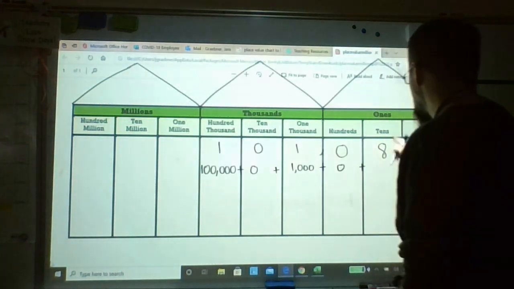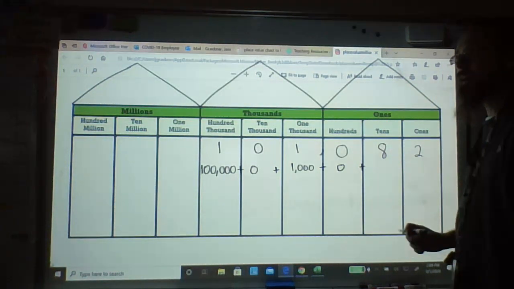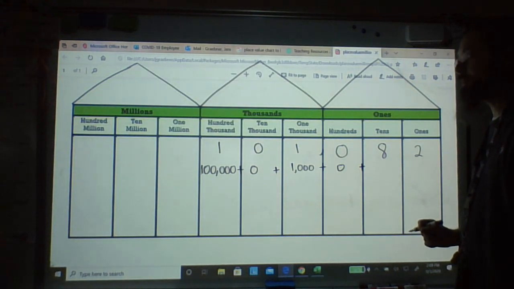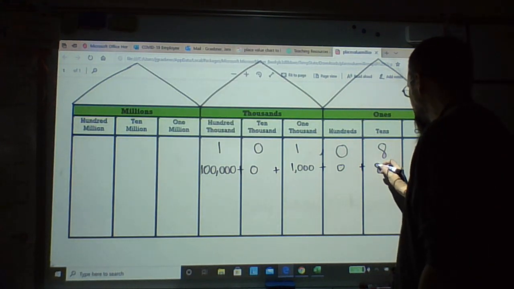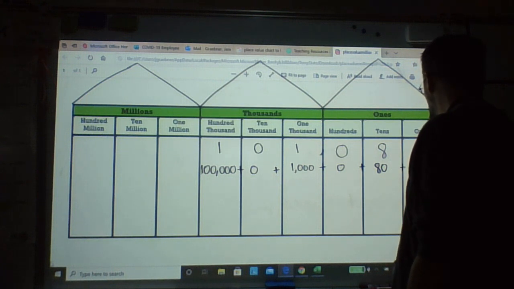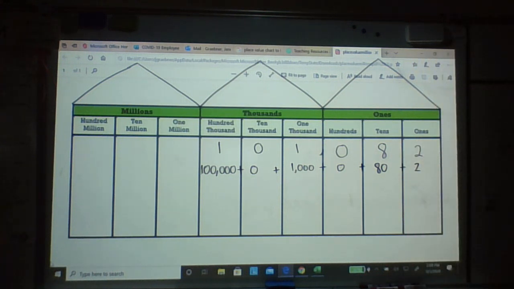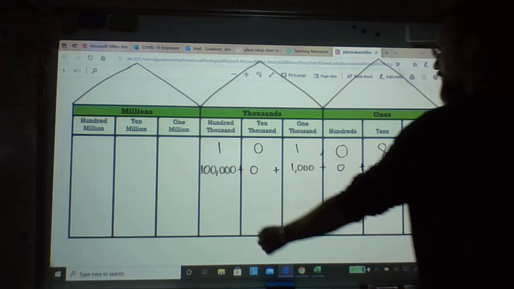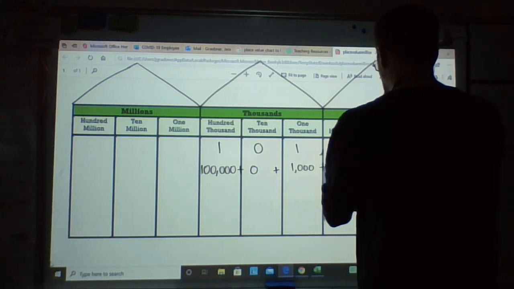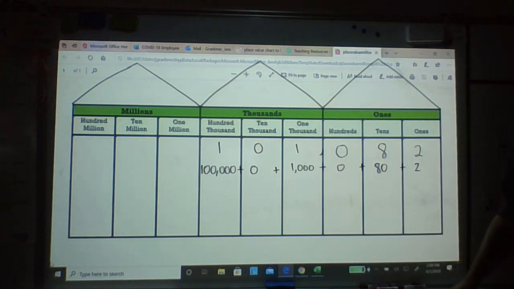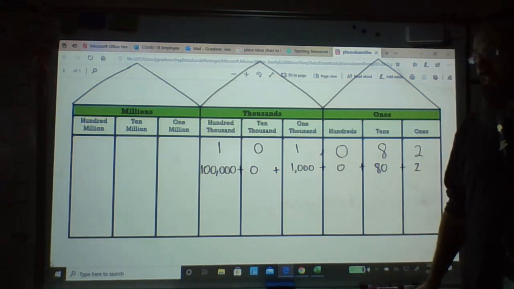Plus 8 tens. 8 tens. That's like having 8 dimes. So that'd be like 80 cents. So that's 80 cents. Plus 2. Excellent job, Mr. Slider. 100,000 plus 1,000 plus 80 plus 2. Good job. I'm learning. You are.